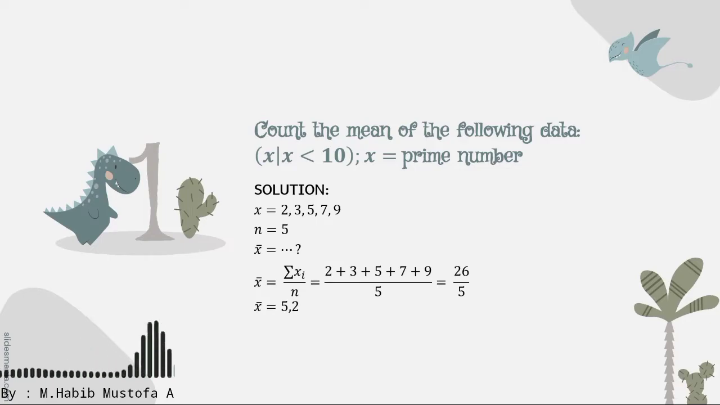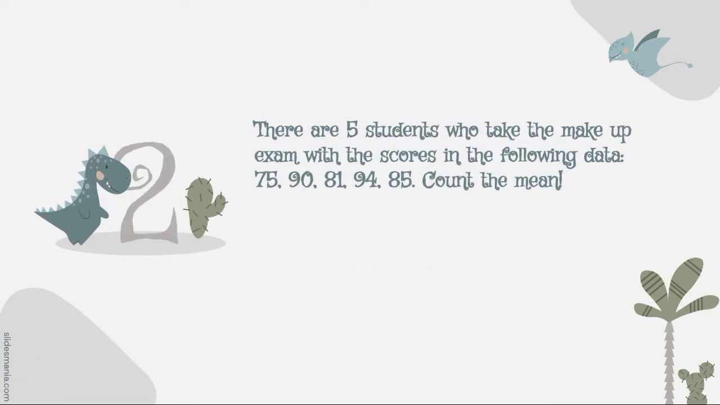The question tells us to find the x bar. We have known the formula of x bar is sigma xi divided by n. So we have to find the value of sigma xi first. Sigma xi is the sum of x, so it is 2 plus 3 plus 5 plus 7 plus 9 equals 26. And then we can know x bar is 26 divided by 5. So x bar is equal to 5.2.